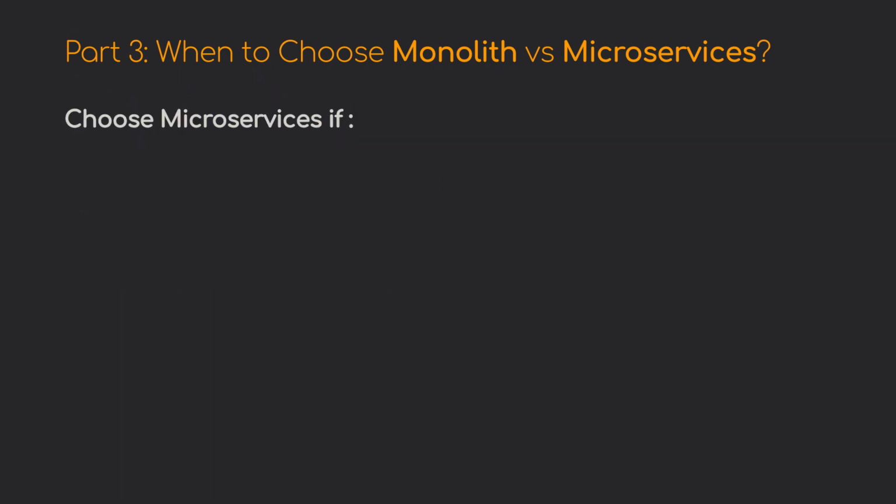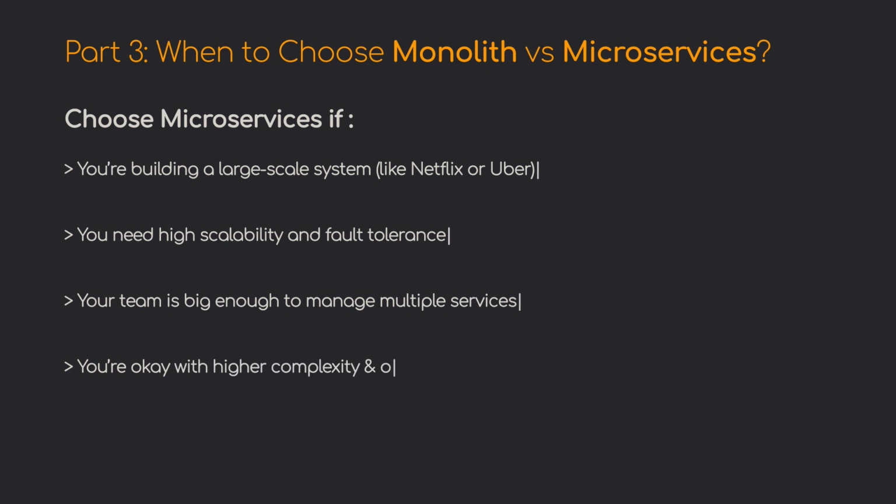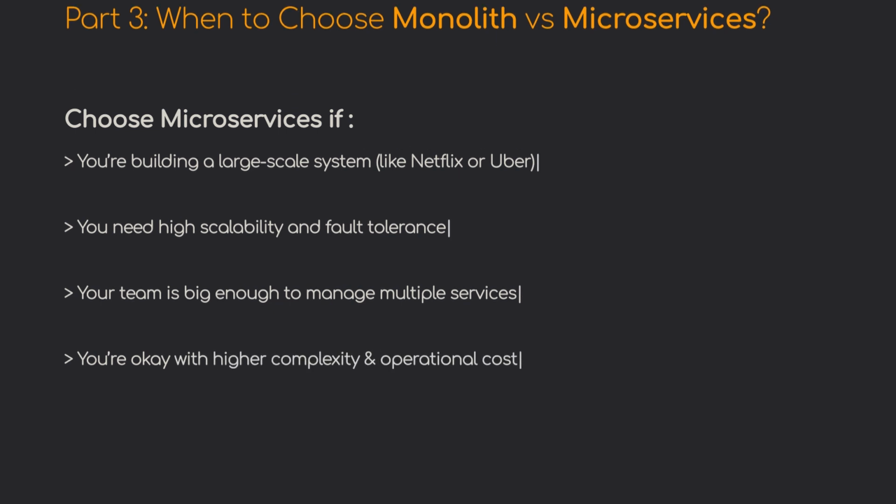Choose microservices if you're building a large-scale system like Netflix or Uber. You need high scalability and fault tolerance. Your team is big enough to manage multiple services. You're okay with higher complexity and operational cost.